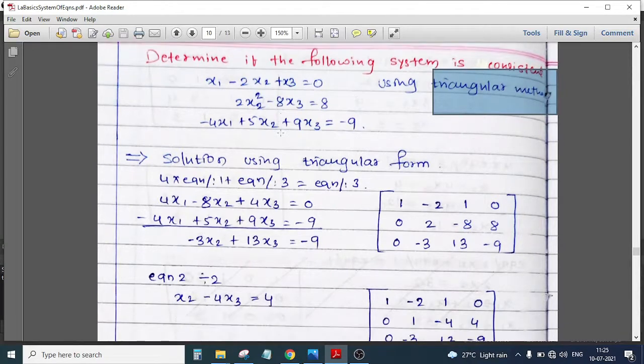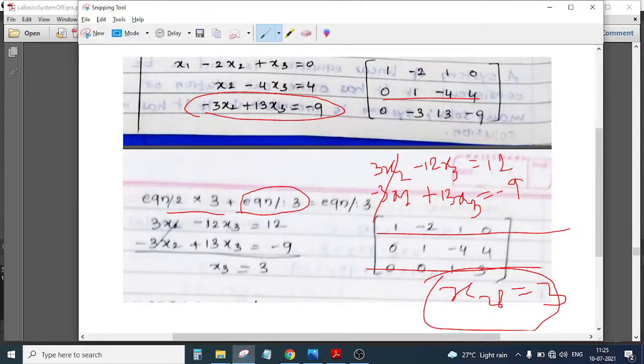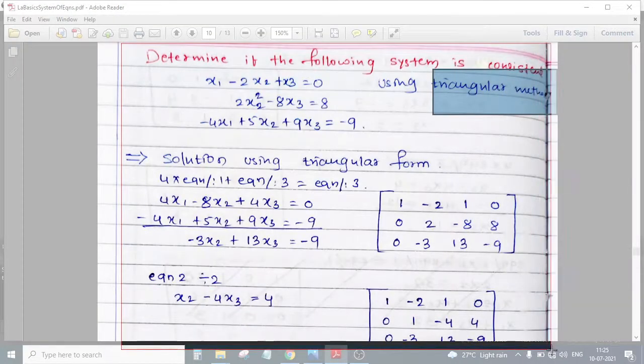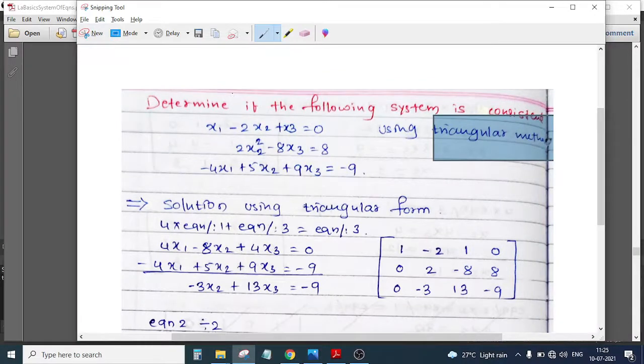The name itself is telling you. The triangular method is nothing but you should write your equations in the form of a triangle. It could be a triangle like this, or we can also write our equations like this, that is an inverse triangle. What is the meaning of this?